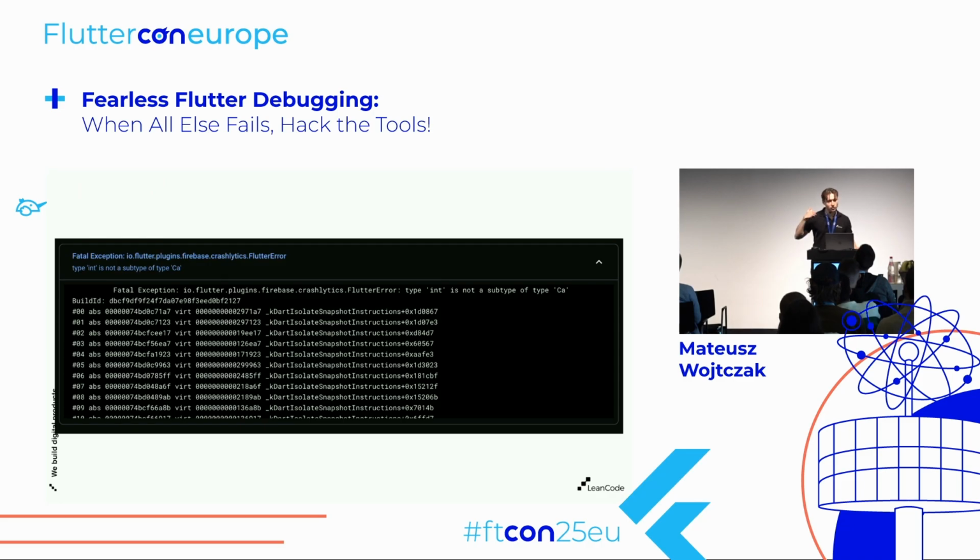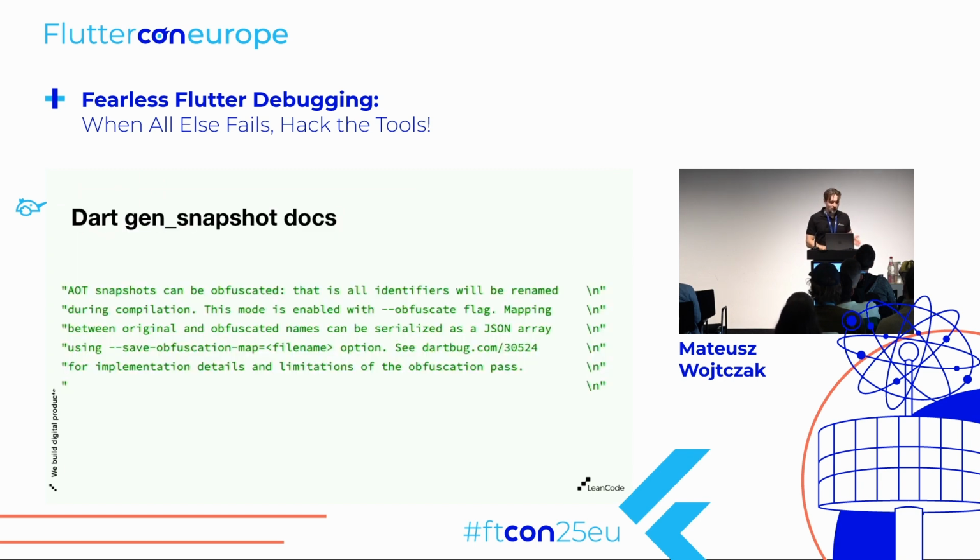So we had some situations, which is the real use case from the bank, when we had crashes from production and we had this type error, for example: integer is not a subtype of CA, and we don't know what CA is, so the stack trace is not enough sometimes. So we thought, okay, there must be some way of getting that information, because the Dart compiler has to generate this map. Back in the days, there was no information about it in the Flutter documentation. Now it's better, but it was, I think, early 2021 or 2022.